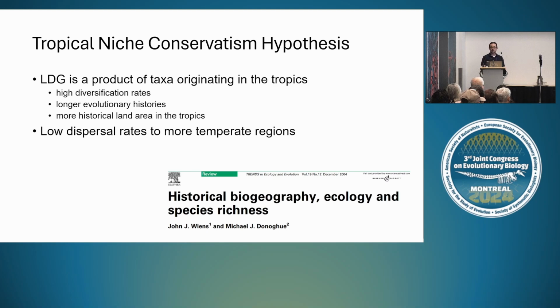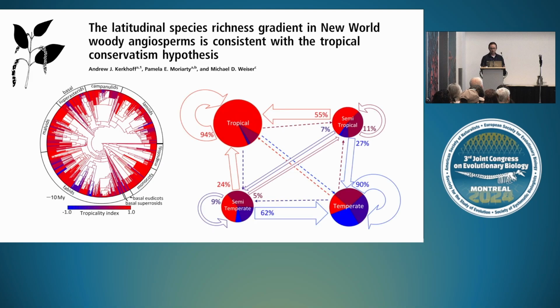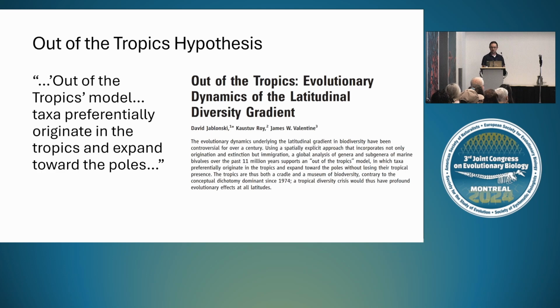But when paired with relatively low dispersal rates to more temperate regions, this leads to an accumulation of taxa in the tropics. And there is some support for this idea. For example, Kirchhoff showed that most angiosperm taxa emerged in the tropics, and that evolutionary transitions, which you can see here in the arrows in this figure, evolutionary transitions toward more temperate regions have been comparatively rare. Another possible explanation is the out of the tropics hypothesis, which suggests that taxa preferentially originate in the tropics, but then expand outward toward the poles, and that diversity is simply a function of distance from the point of origin.